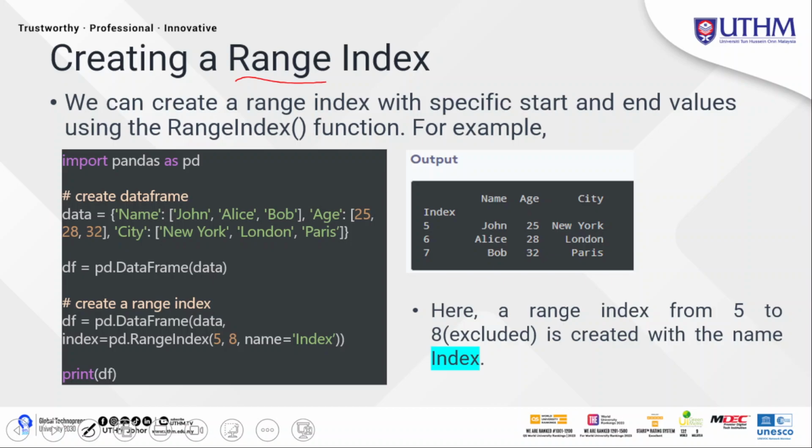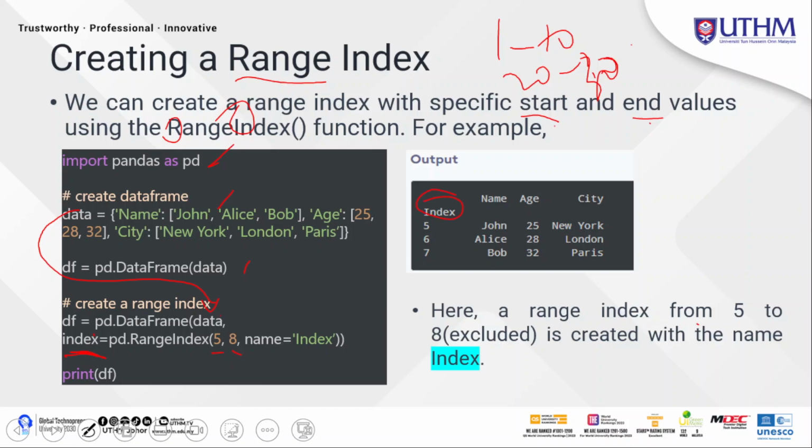Next, based on the range. We know a range means we can say 1 to 10, 20 to 30. So these are ranges, right? So we can create a range index with a specific start and end value. As usual, import and then create the data and then create the data frame. After that, df = pd.DataFrame(data). So this data will be taken here. Okay, index, see this part. index equal to pd.RangeIndex, R is capital, I is capital. Okay, so start with 5, end with 8, which means there are start and end values. name equal to index. So the column name becomes index, you can see in the output here.